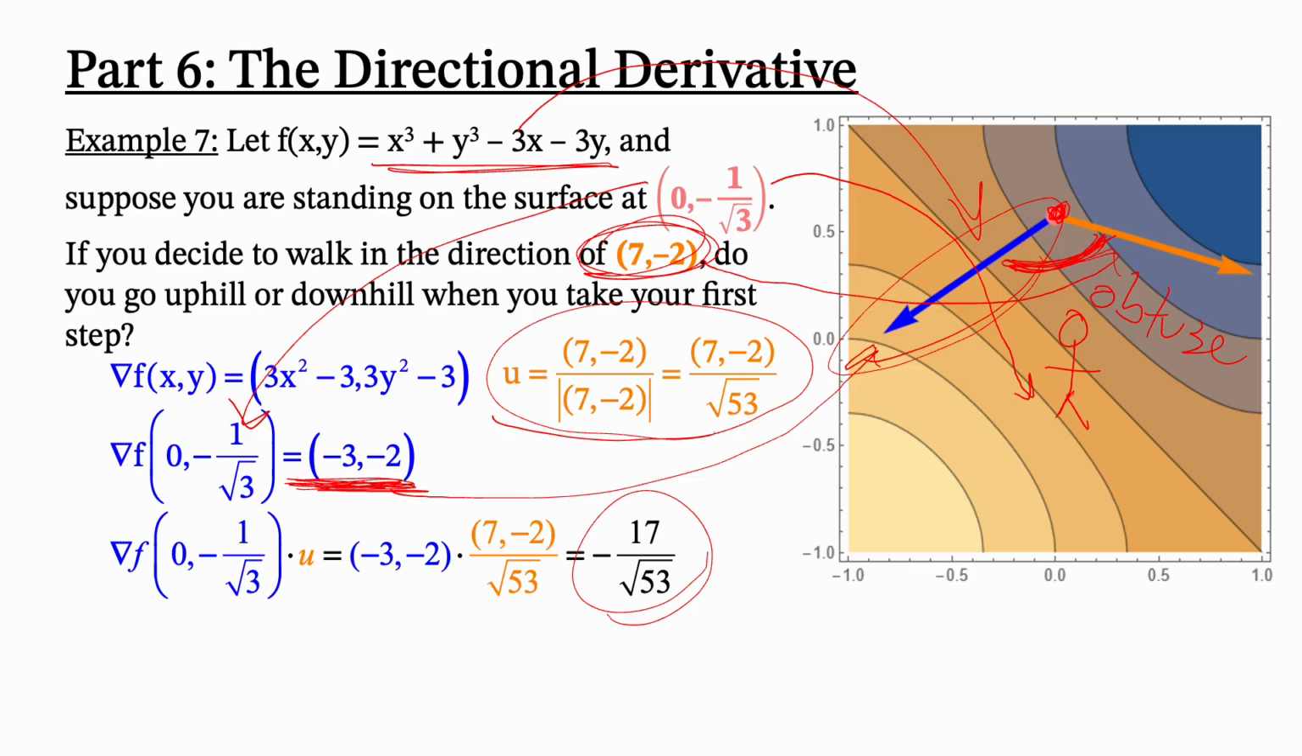It's essentially the chain rule again. This orange vector is like our tangent vector. So it's gradient dot tangent. It comes out to negative. We know we're walking downhill when we take that first step.